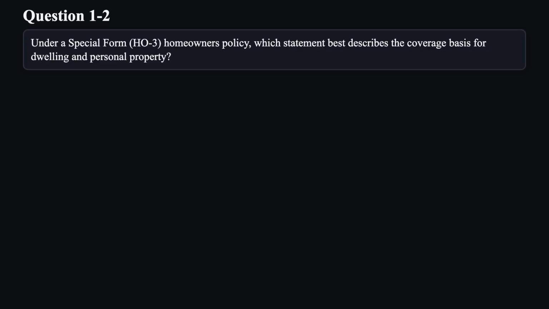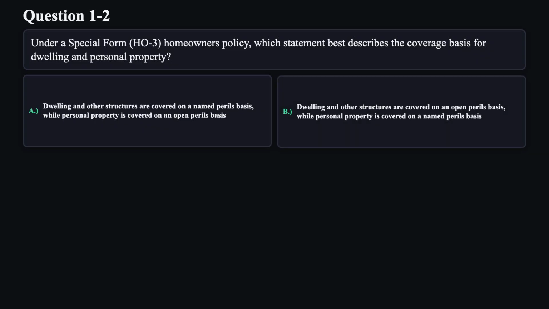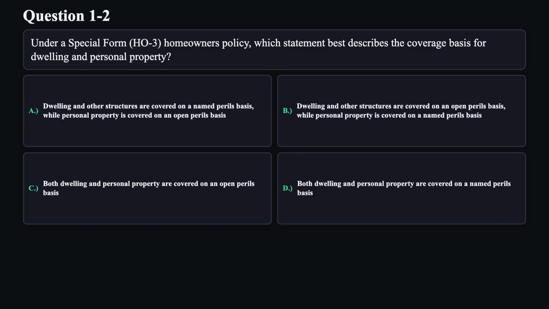Question 2. Under a special form, HO3 homeowners policy, which statement best describes the coverage basis for dwelling and personal property? A. Dwelling and other structures are covered on a named perils basis, while personal property is covered on an open perils basis. B. Dwelling and other structures are covered on an open perils basis, while personal property is covered on a named perils basis. C. Both dwelling and personal property are covered on an open perils basis. D. Both dwelling and personal property are covered on a named perils basis.